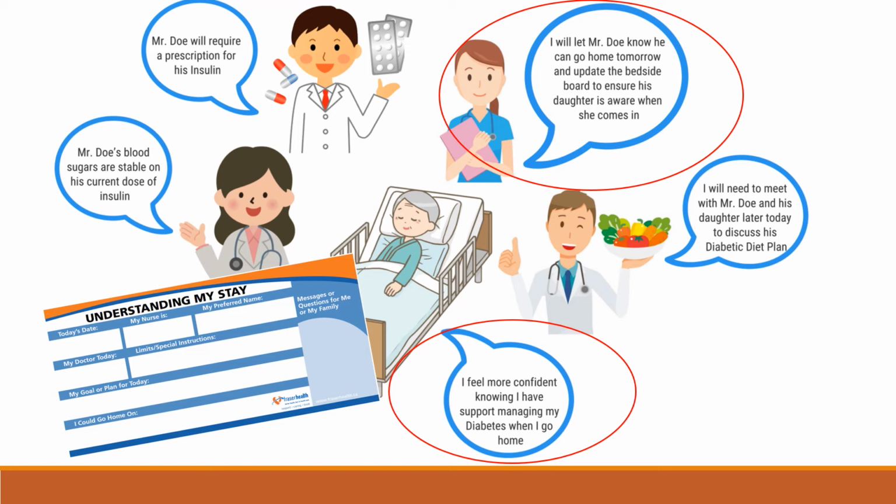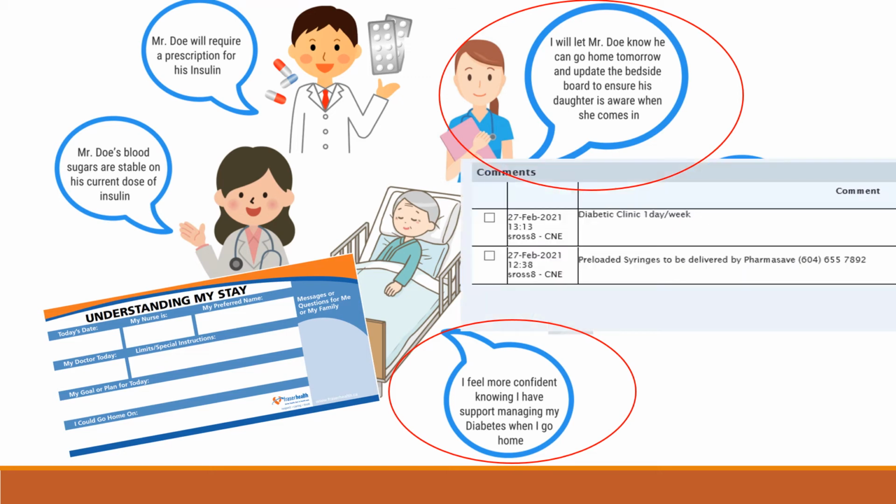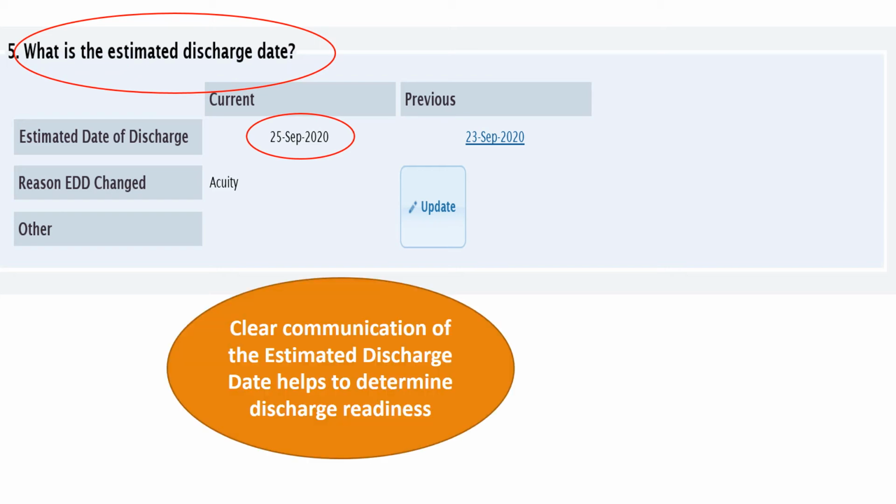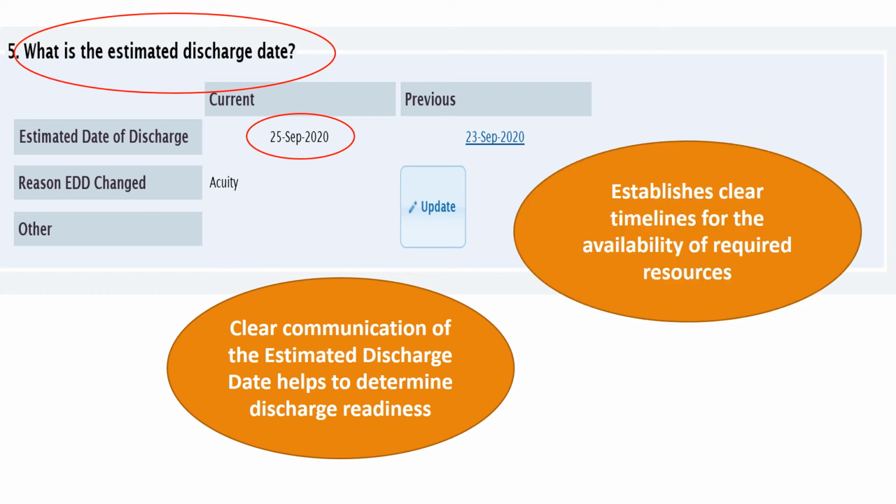Mr. Doe will also be attending the local diabetic clinic for ongoing education and support with his diabetes 1 day per week. This has also been documented in the comment section in question 3 now that this task has been arranged and is complete. Now that the care team has reviewed the current state and established priorities, they are better able to determine Mr. Doe's estimated discharge date, or EDD. EDD predicts the likely date a patient will transition out of the acute care setting. Clear communication of the EDD helps to determine discharge readiness for both patients and their families and establish clear timelines for availability of required resources.